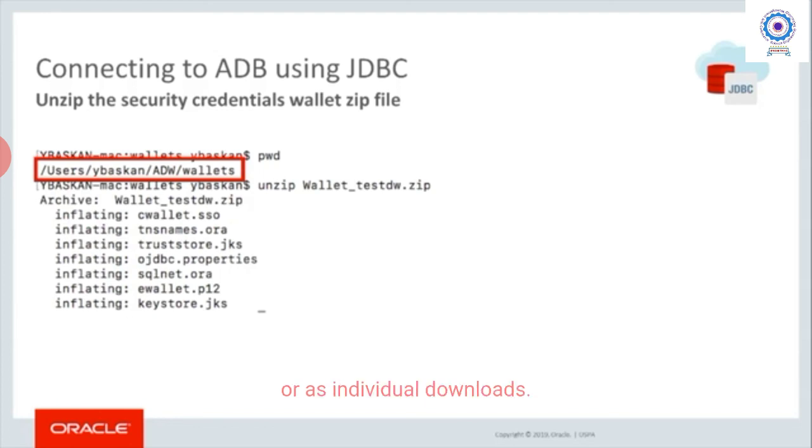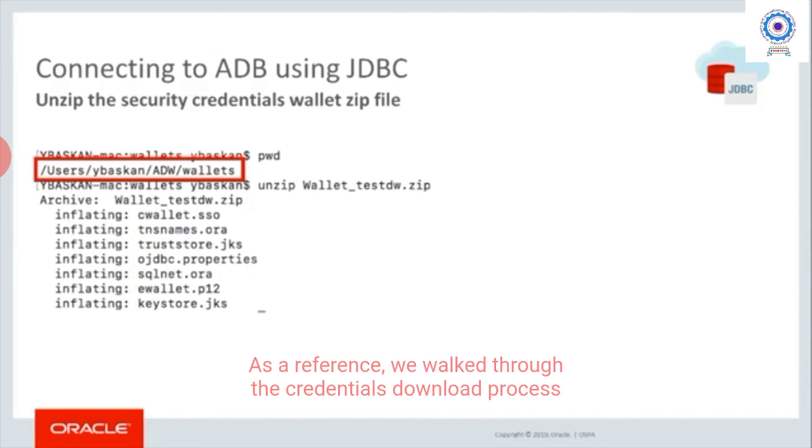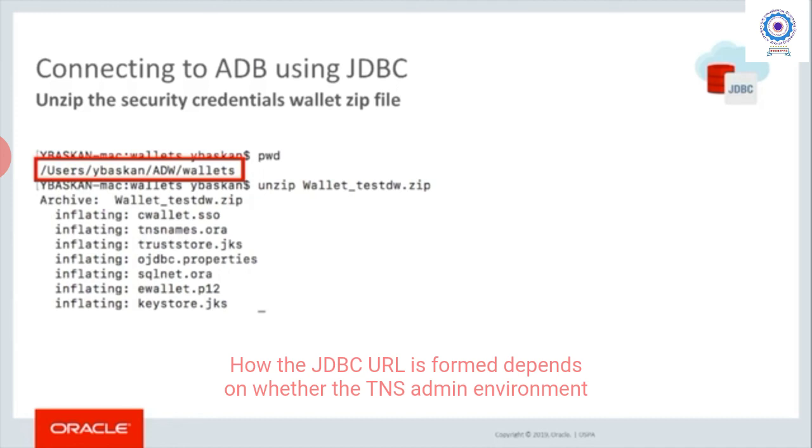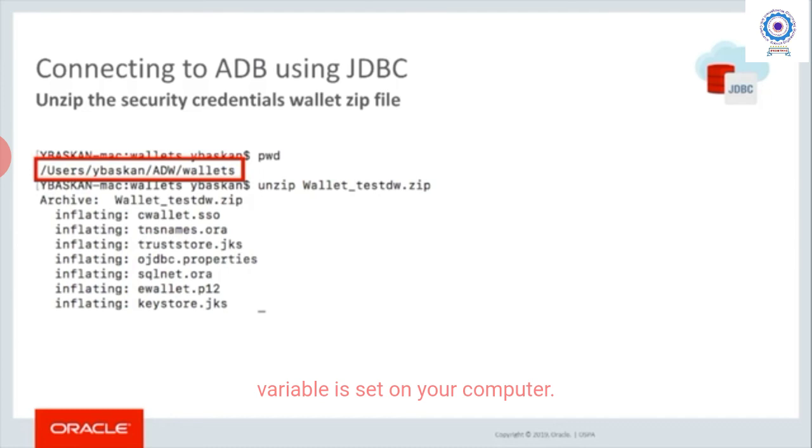How the JDBC URL is formed depends on whether the TNS_ADMIN environment variable is set on your computer. The TNS_ADMIN environment variable points to the directory where the Oracle SQL*Net configuration files are located. If TNS_ADMIN is not set in the environment, then you must include the wallet directory in the JDBC thin URL. In this case, our unzipped directory is /user/ybaskin/adw/wallets.